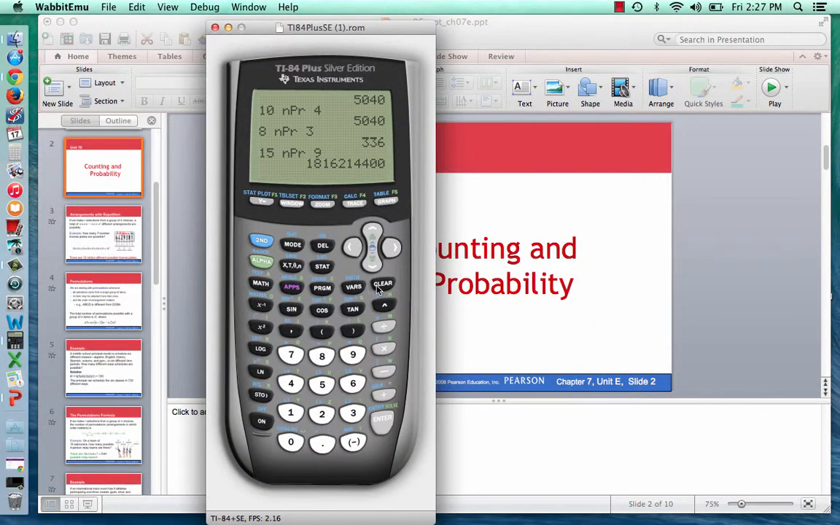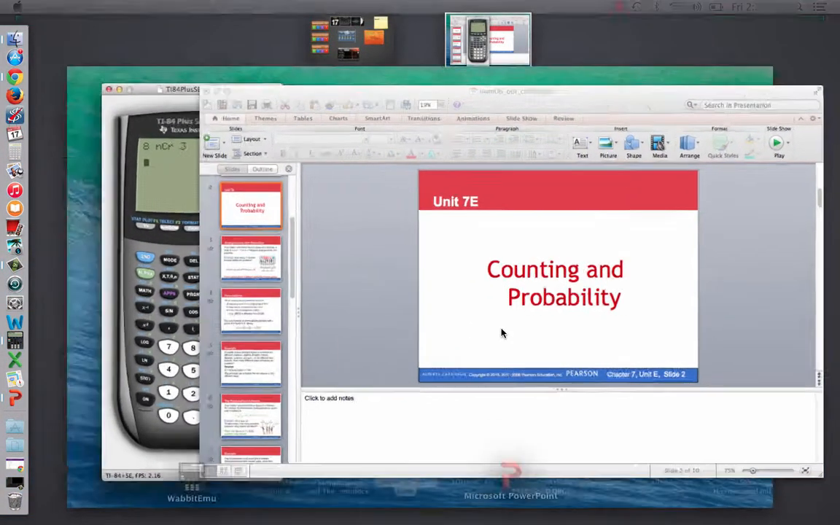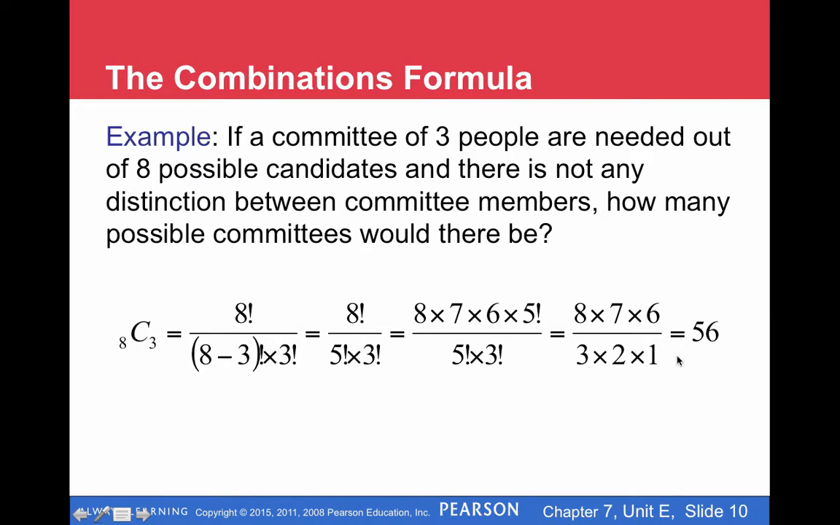So go into our calculator here. We type the number 8, math, over to combination. That's just one down from the permutation formula that we've been using. And now we want to select 3 committee members. And there are 56 different possible committees that you could create. There's our answer.